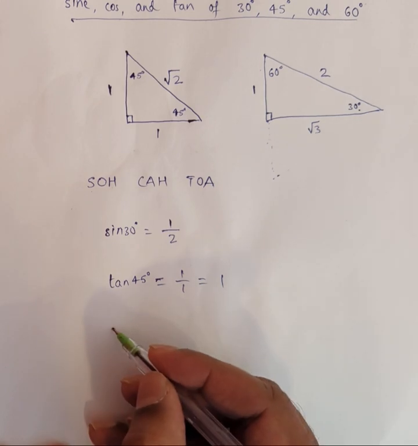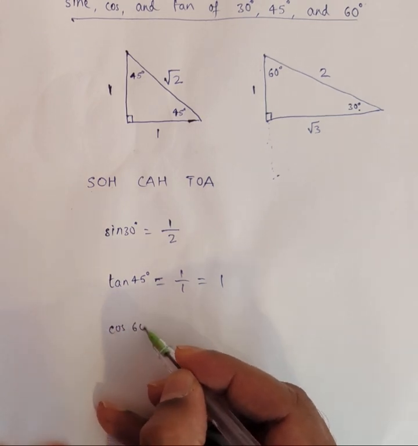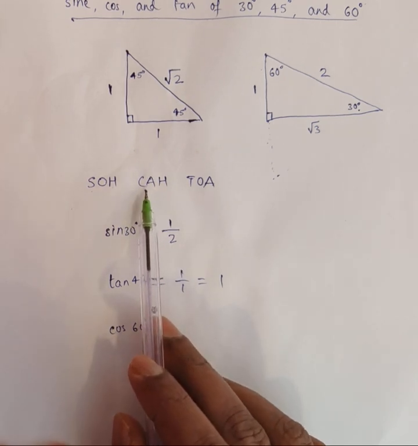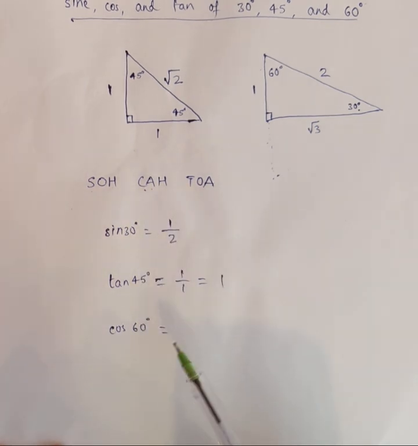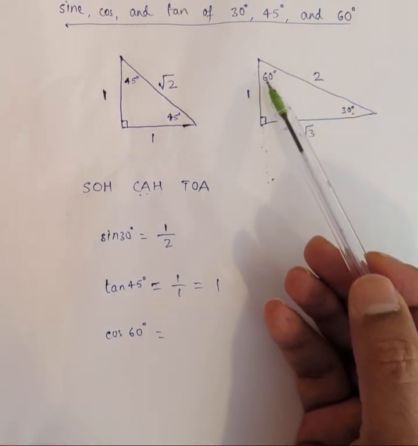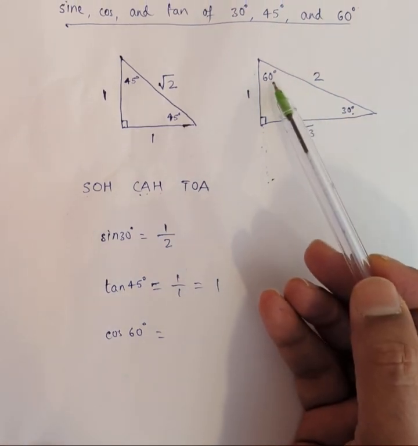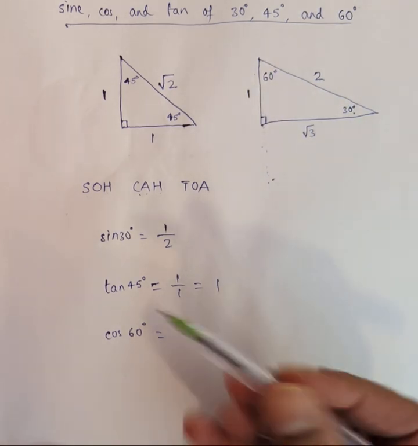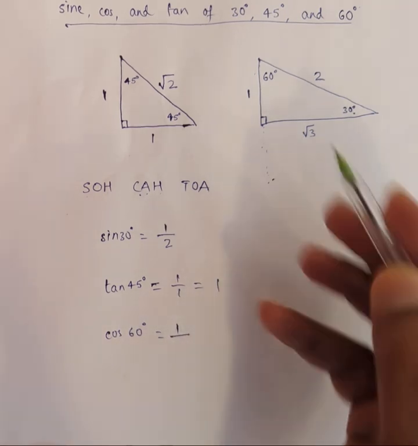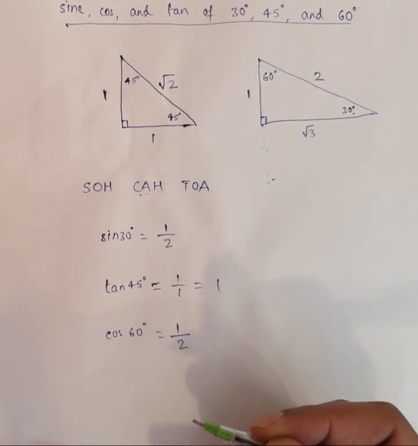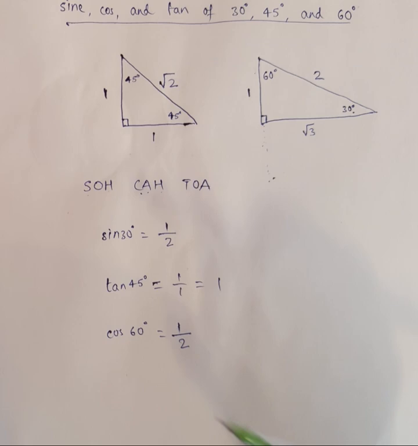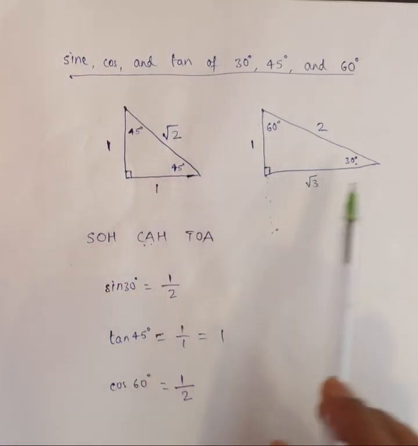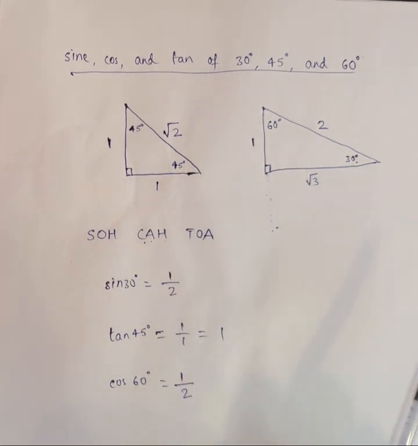Now, if I want, say, cosine of 60 degrees, then I look at cosine is adjacent over hypotenuse. And 60 degrees exists in this second special right triangle. So adjacent to 60 is this 1 divided by hypotenuse is 2. So in this way, we can get sine, cosine, and tan for these three angles, 30, 45, and 60.